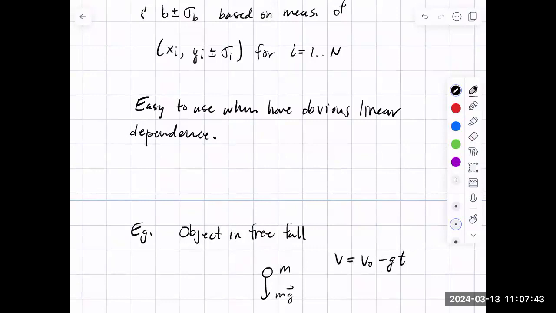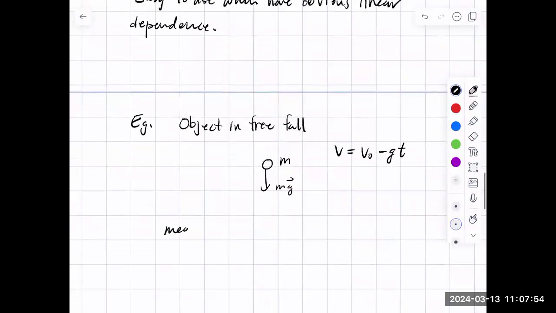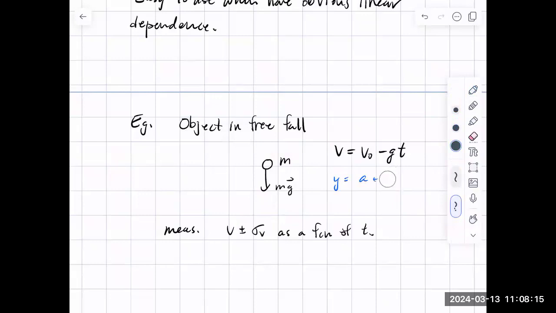So here is the speed as a function of the time, and we can see this is already in the form of a straight line. So we're going to measure v plus or minus sigma v as a function of time. And if we compare this to our equation of a straight line, let's put this as b times x, then we can make these obvious identifications.